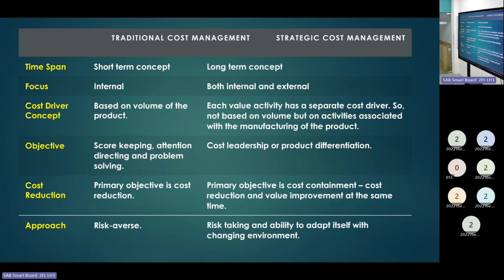Here, risk taking and ability to adapt itself to the changing environment. For modern management, you can't be risk averse. You have to take the risk. Right? Accept a certain level of risk, and you have to take some actions to manage them.